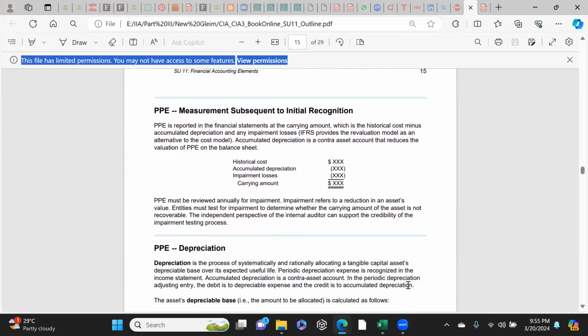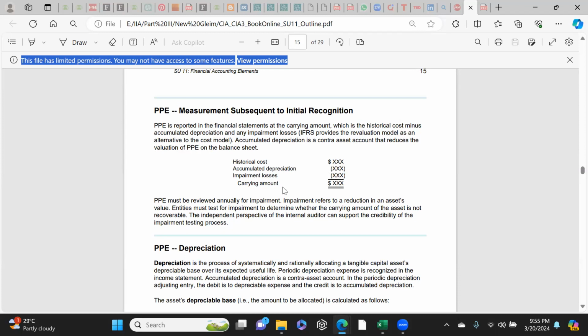Right. So initial recognition: property, plant and equipment is reported in the financial statements at the carrying amount, which is the historical cost, whatever cost you have incurred, minus the accumulated depreciation, and then any impairment losses. If you feel that the value is not right, IFRS provides the revaluation model as an alternative to the cost model. Accumulated depreciation is a contra asset amount that reduces the value of the PPE.